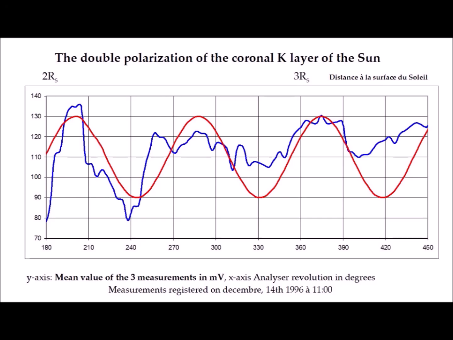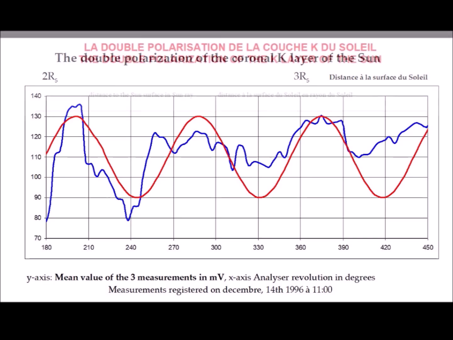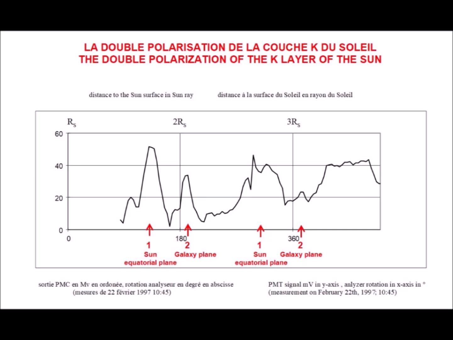The average of the three measurements of December 14, 1996, clearly shows a frequency of 4 extinctions per 360 degrees revolution of the analyzer. The K layer of the Sun, therefore, has 2 directions of polarization, which have a deviation very significantly less than 90 degrees, according to the curve of the averages of the measurement. The measurement curve of February 22, 1997, shows the same extinction frequency and the 2 directions are at approximately 70 degrees.